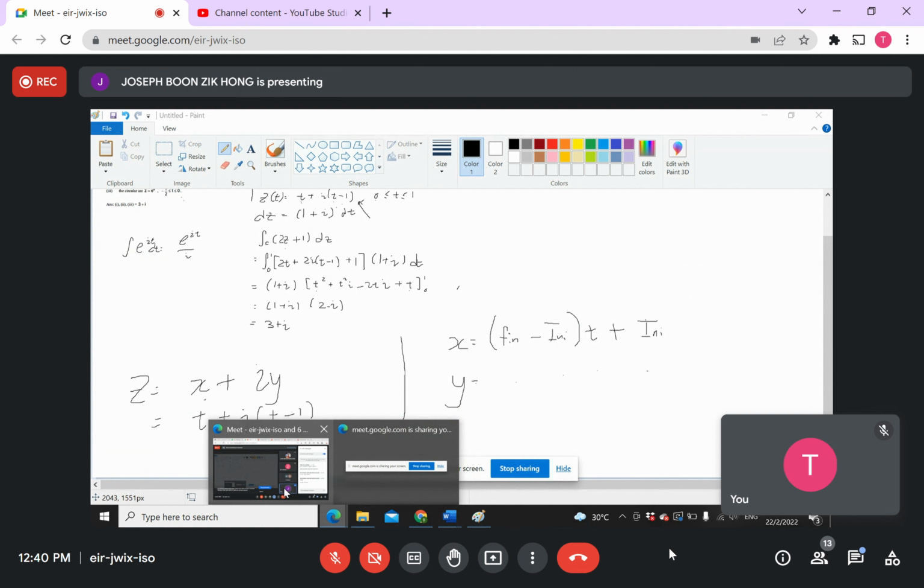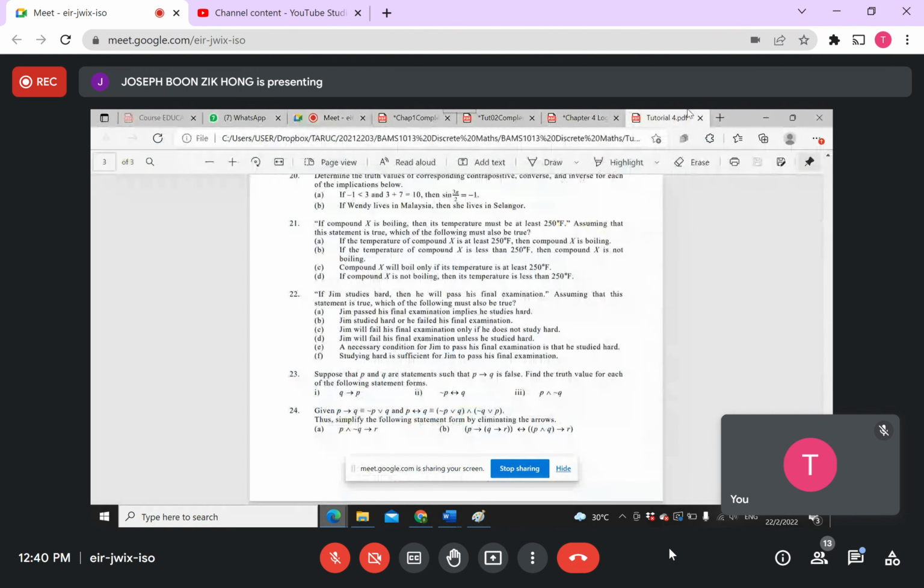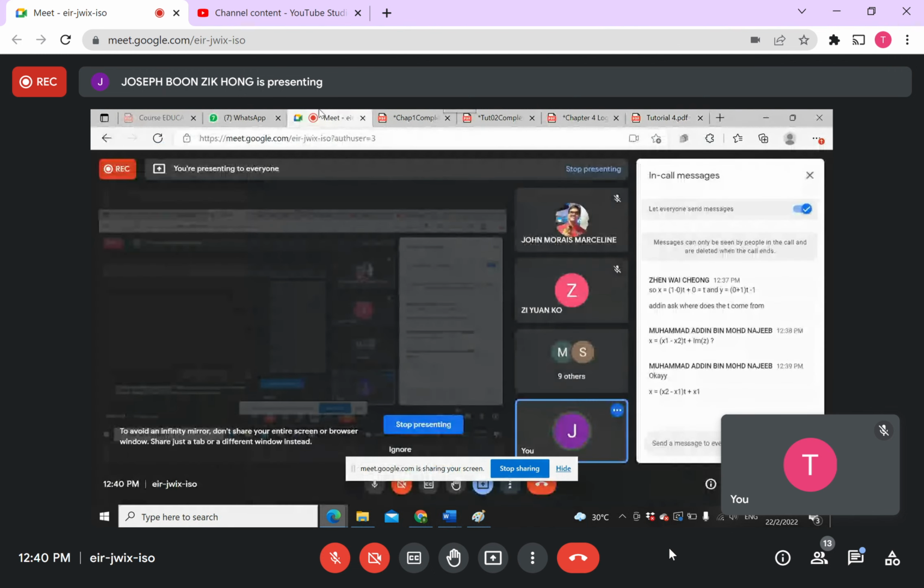Okay, so I proceed. Yes. But you must remember, it must be the final minus the initial. Don't reverse it. If you reverse it, then you will get a negative something, and it will be wrong there.